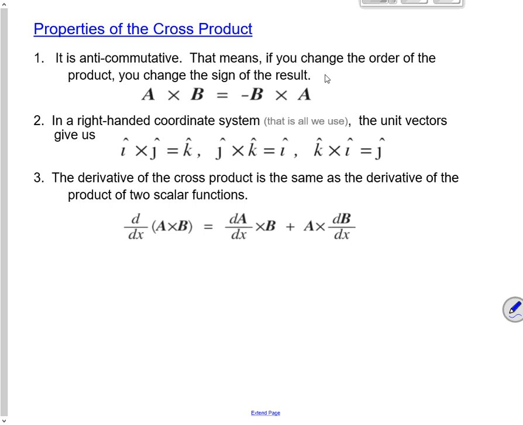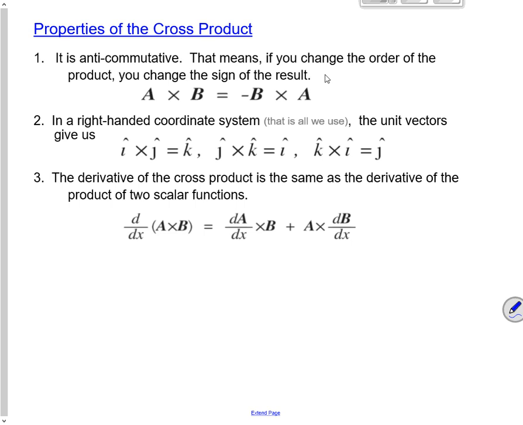A couple more properties of the cross product. It's anti-commutative. If you change the order of the product, you have to change the sign of the result. So A cross B is minus B cross A. In a right-handed coordinate system, which is the only kind we use, the unit vectors give us I cross J is K, J cross K is I, and K cross I is J. It's a cyclic permutation. I know that doesn't help.